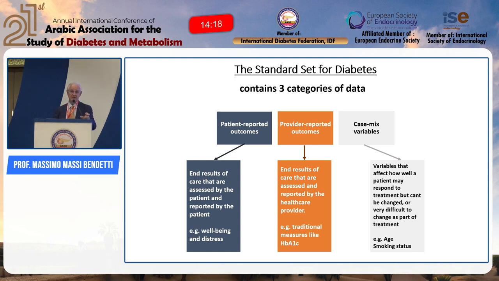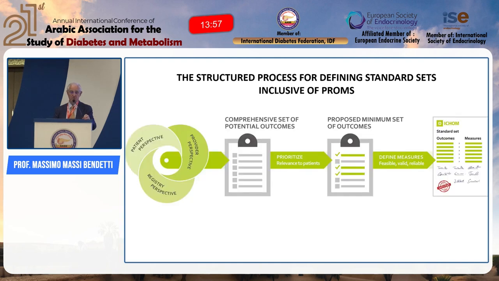And then there are also case mix variables, which are variables that affect how well a patient may respond to treatment, but can be changed, or are very difficult to change, as part of the treatment, such as age and smoking status. We can change, but it's not easy. So there is a cycle, a structured process for defining a standard set. We have the provider perspective, our perspective as professionals, and the patient's perspective, and altogether the aim is to include this information in the registry.